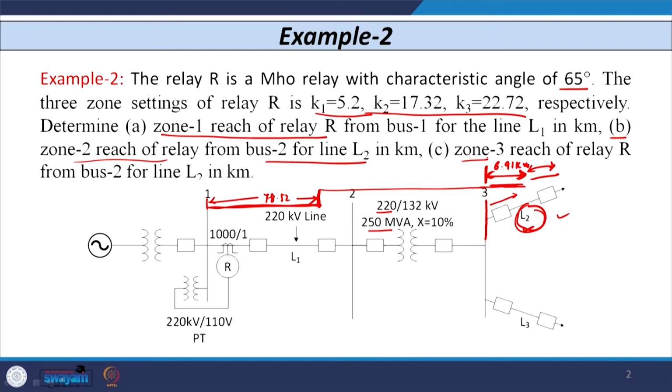Now, let us solve for zone 3 reach of relay R. In order to solve the zone 3 reach for relay R, again for the same line, that is L2, what we need to do is consider the entire line length of L1 plus reactance of the transformer, plus the whole impedance of line L2, but that we need to refer on 220 kV side where the relay is situated, because line L2 is on 132 kV side, whereas the relay R is situated on 220 kV side.